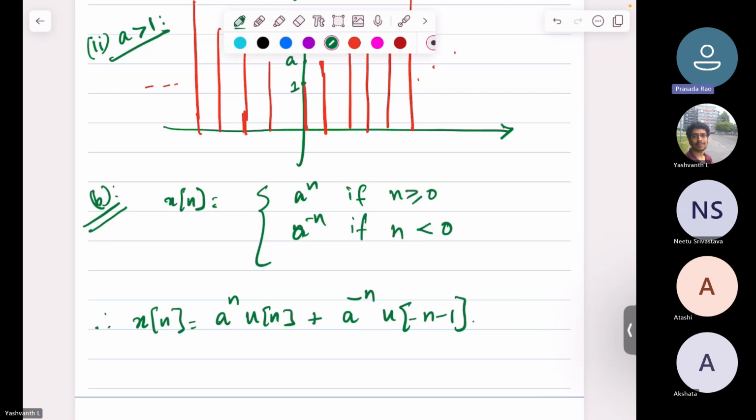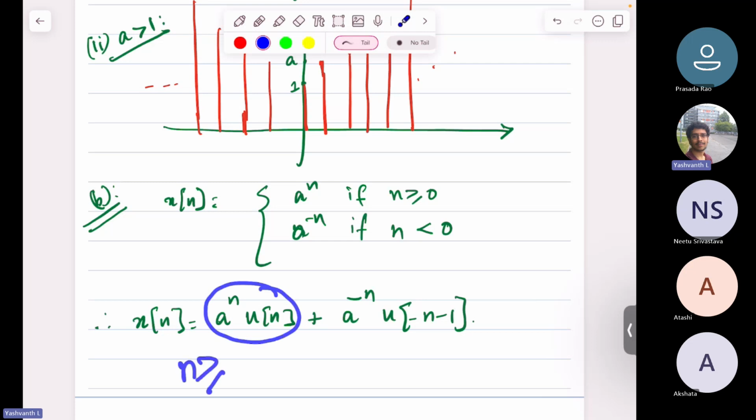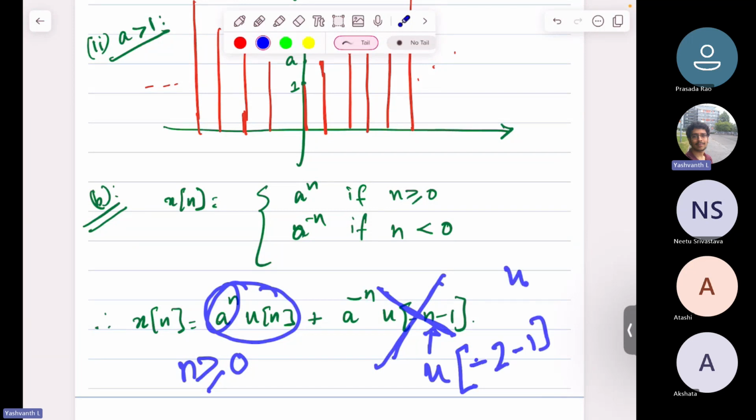Please explain, sir, once again. So you see, basically, what will happen to a power n into u of n? That means whenever n is greater than 0, you will have a power n. The second term will be 0, because for n greater than or equal to 0, this will be u of, let's say, -2 -1, or -3 -1, which is u of a negative number. So x of n will be equal to just a power n whenever n is greater than or equal to 0. Is this okay?